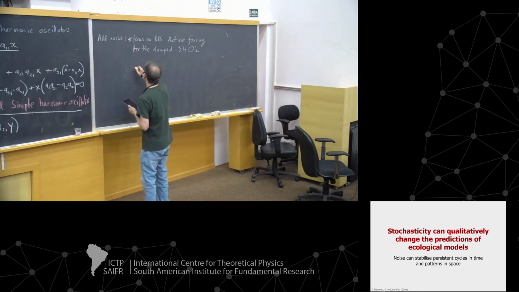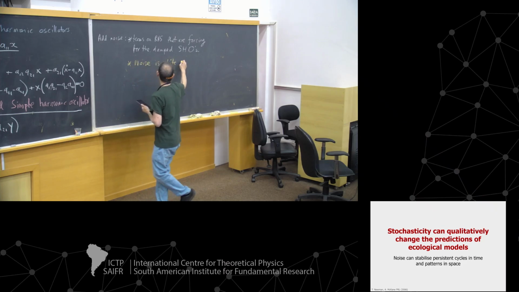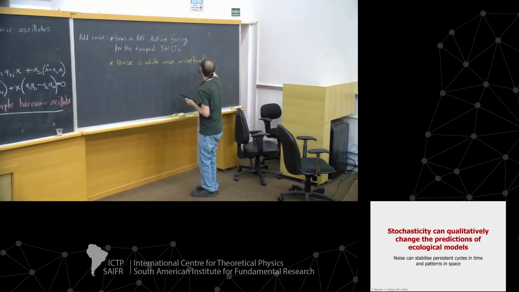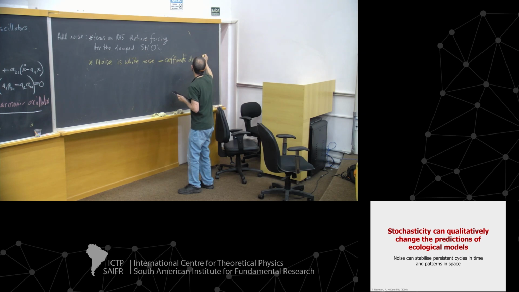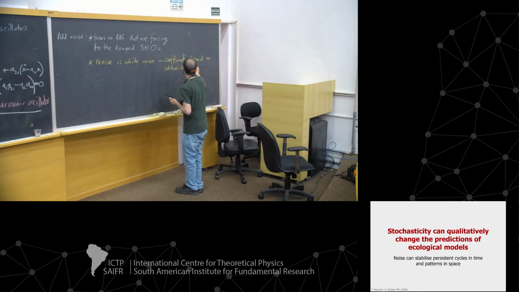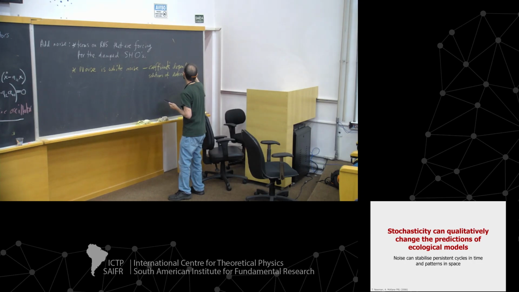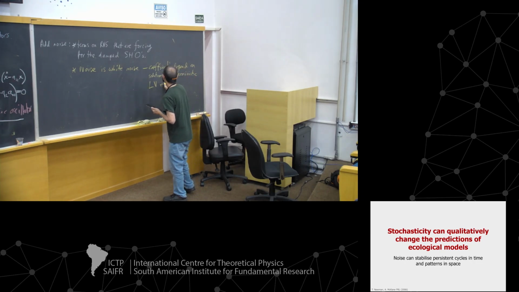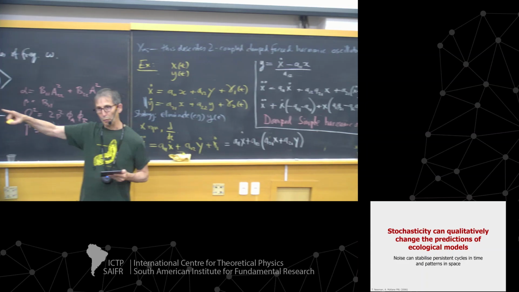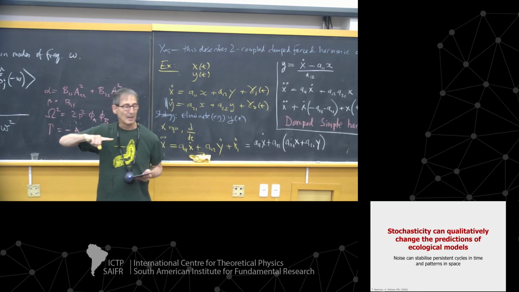So this noise, that's the first thing. The noise is white noise, and the coefficients in front of it depend on the solutions of the deterministic equation, the Lotka-Volterra equations. But they're still white noise. And because they're white noise, that means they have equal spectral weight in all frequencies. It's not colored noise, it's white noise. Okay, why does that matter?